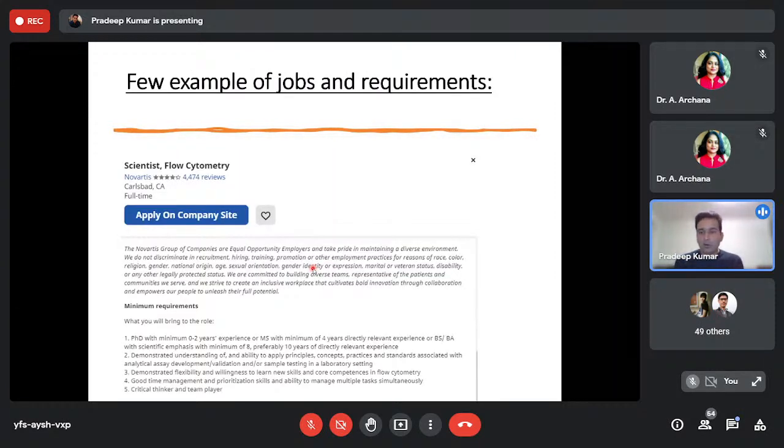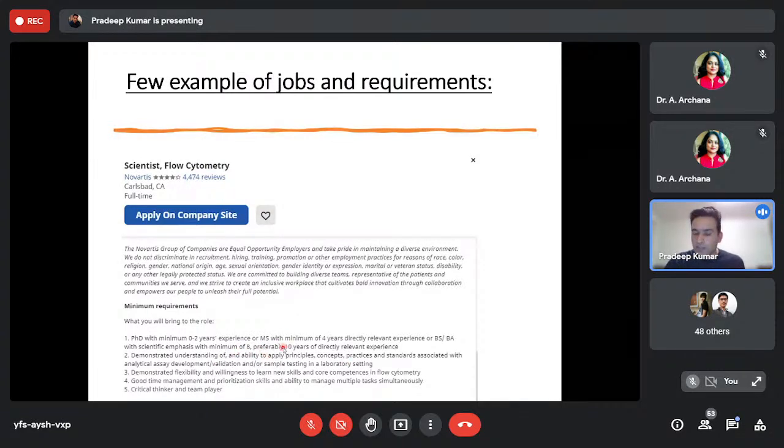Now, I basically looked at some positions. The idea of including some screenshots is to look at the minimum requirements for the position. Like this is a position, scientist flow cytometry, and there are thousands of positions as well, but if we just focus on what requirements they have, like a PhD with minimum 0 to 2 years of experience in flow cytometry, or a master's with 4 years of directly relevant experience, or a bachelor's with 8 years, preferably 10 years of that. So you can see, if you're applying just after a bachelor's, it takes more time.